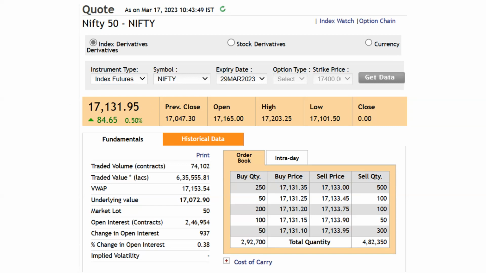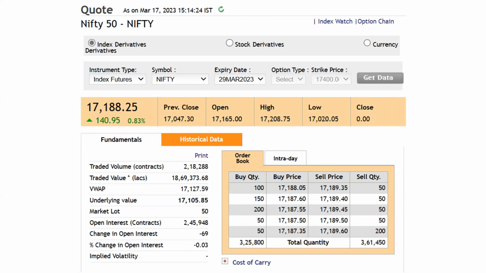Around 10:43 a.m. on the same date, Nifty spot is right now trading at a price of 17,072.90. That means the market has come down. And the Nifty futures have also come down. They are trading at 17,131.95. So when the spot price is changing, the Nifty futures is also changing accordingly. So around 3:15 p.m. on the same day, the spot market is right now at 17,105.85. So the market has come up. Nifty futures have also come up, and right now they are almost 141 points up compared to the previous day.